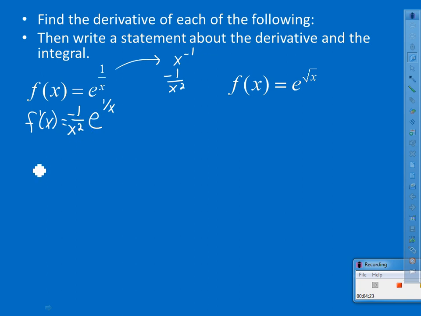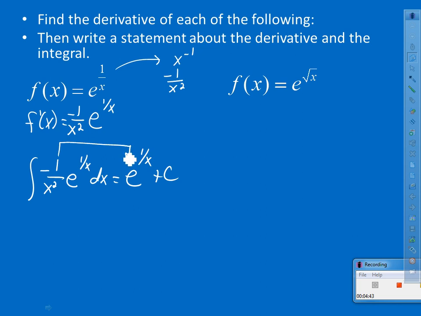Here's my true statement then. The antiderivative of negative 1 over x squared e to the 1 over x dx is e to the 1 over x plus c. So what am I going to do to you pretty quick? Take you from there, and you got to give me that. Last one.